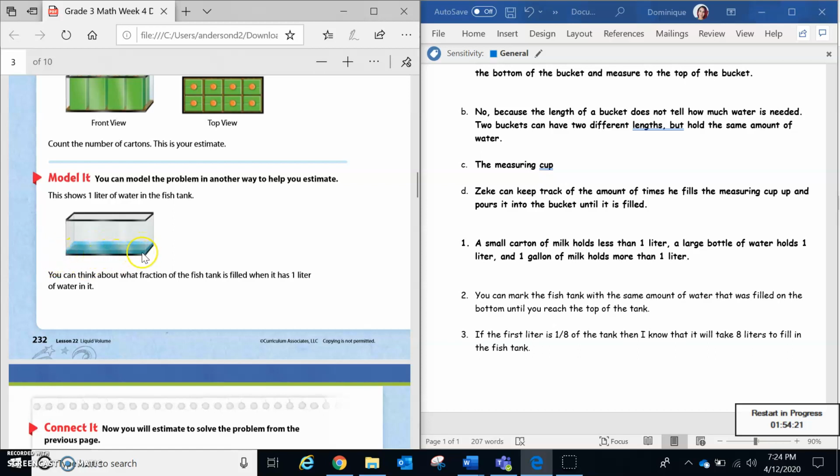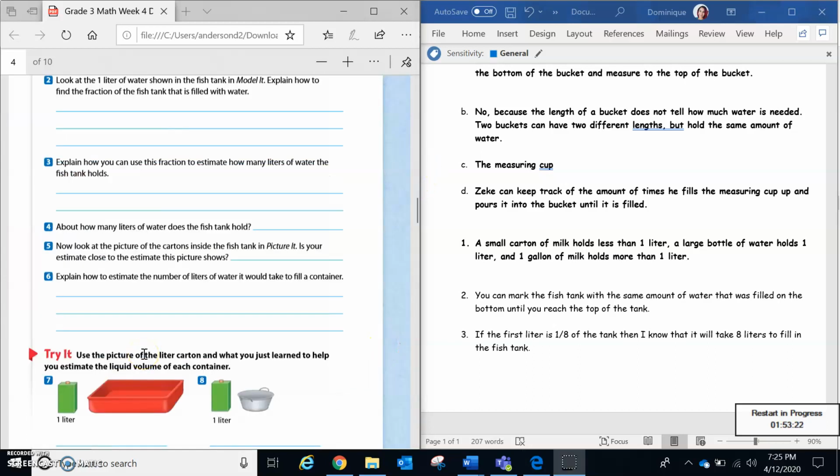So 1 out of the 8 liters is already on the bottom, and if I keep going, it'll be 2 8ths, 3 8ths, 4 8ths, 5 8ths, 6 8ths, 7 8ths, and then 8 8ths, which is 1 whole. Please join me in part 2.